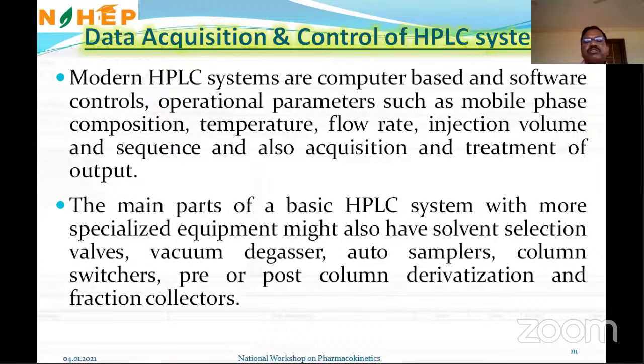And the main parts of a basic HPLC system... a more advanced HPLC system contains some additional attachments like solvent selection valve, degasser, autosampler, column switches, pre- and post-column derivatization, and fraction collectors.